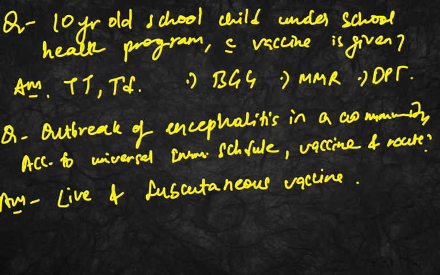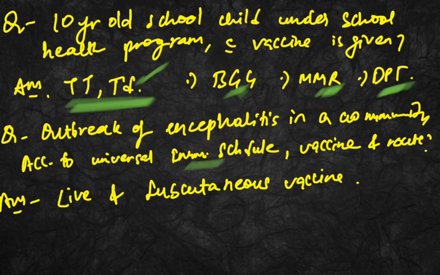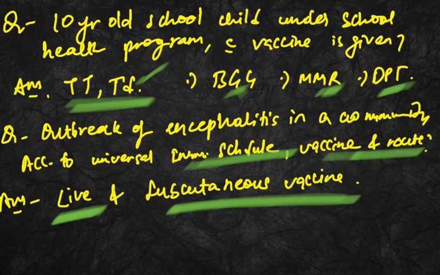Now, for a 10-year-old school child under the school health program, which vaccine is given? TT is given, because BCG is given at birth, MMR is given at 9 months, and the DPT booster is at 15 to 16 years. So TT is the best option. Now, an outbreak of encephalitis in a community: according to the universal immunization schedule, what are the vaccine and route? The encephalitis vaccine is live, and the route is subcutaneous.